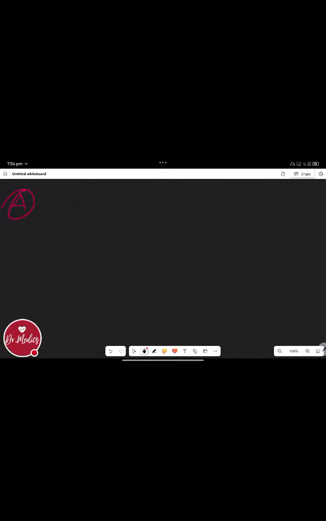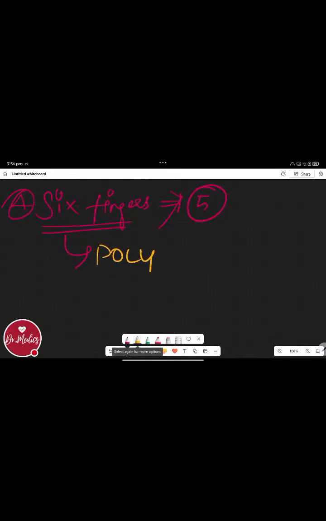And the fourth clinical anatomy of metacarpal is that sometimes people have 6 fingers rather than 5. This condition is called polydactyly.